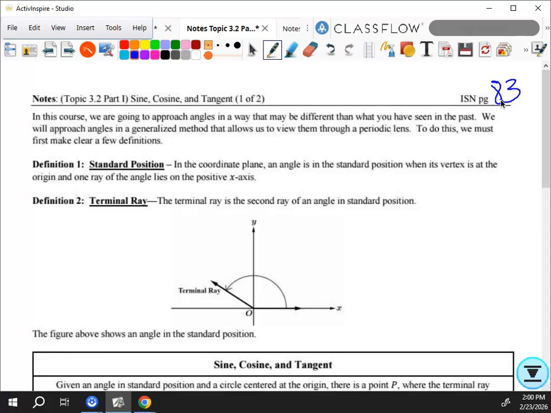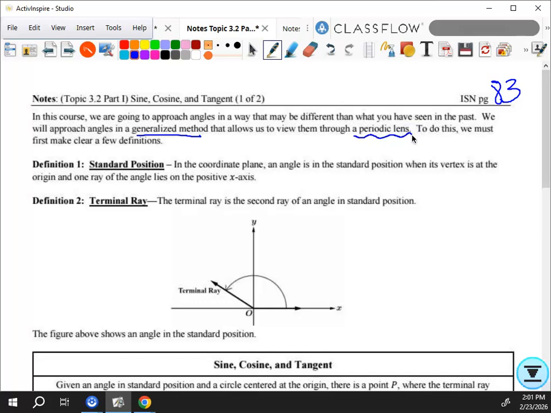We are doing, so 3.2 comes in 2 parts, but we're doing both parts together because we've really already talked about most of this because I front loaded you with the unit circle stuff. So we're just going to kind of go through this pretty quickly. All right, so in this course, we approach angles in a way that's different than what you've seen in the past. And it's a generalized method to allow us to view them through a periodic lens.